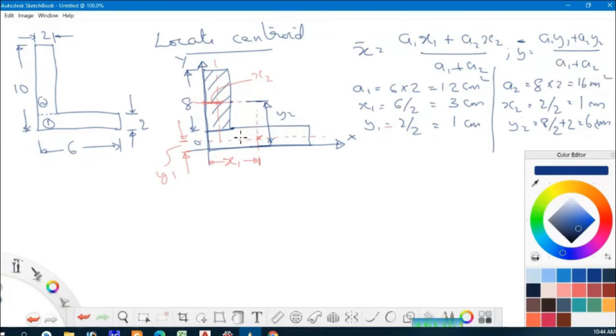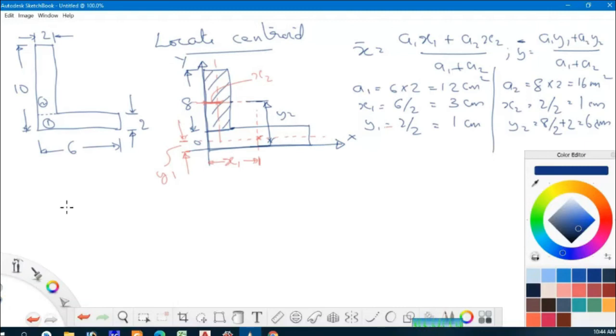So I think there should not be any doubt in finding out the distances y2 and x2. Clear? Y2 is the distance from the horizontal reference axis, that is the x-axis, to the centroid of rectangle 2, that is the size of 8 by 2. So all the values are here.